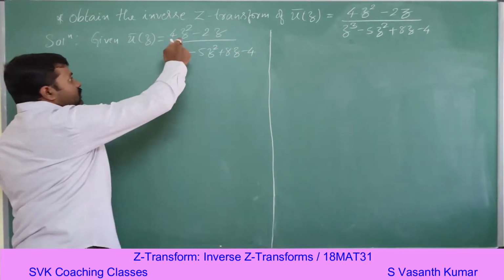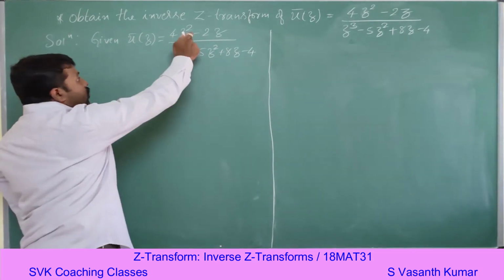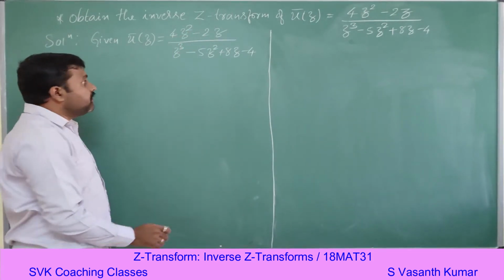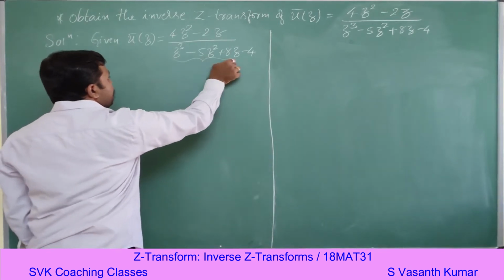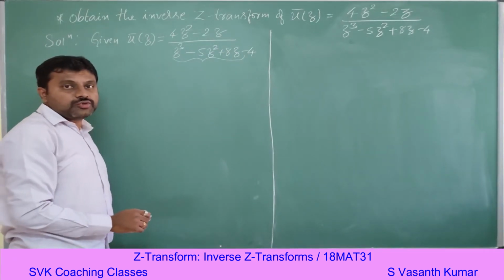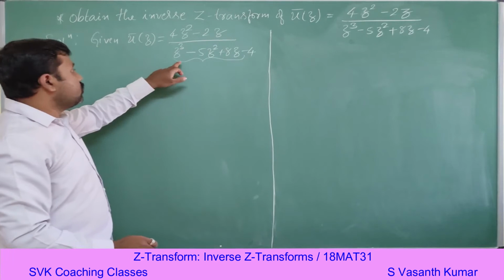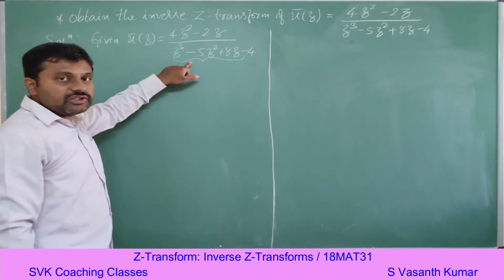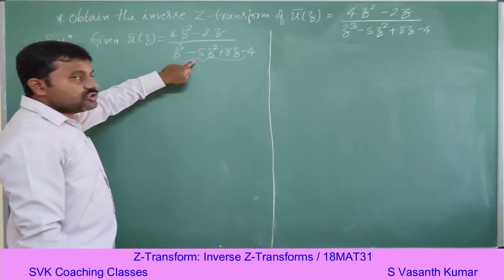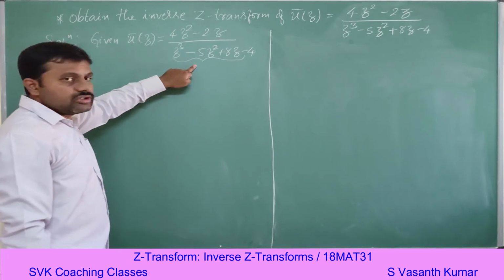Now, actually the problem is in standard form called f of z by g of z. But g of z should be factorized. Now, your thinking will be on factorization. How to factorize this? It is easy to factorize this by using your calculator.